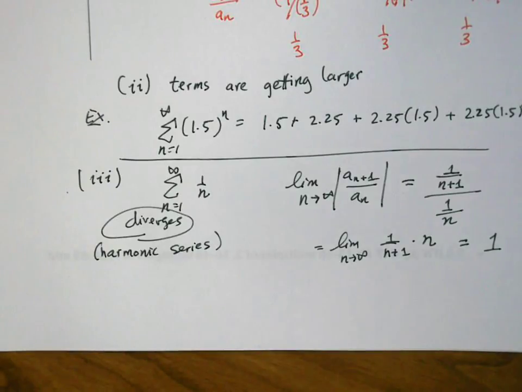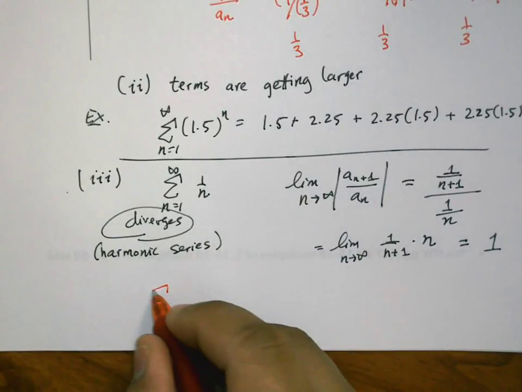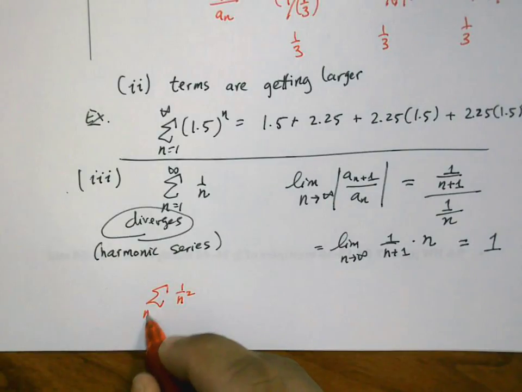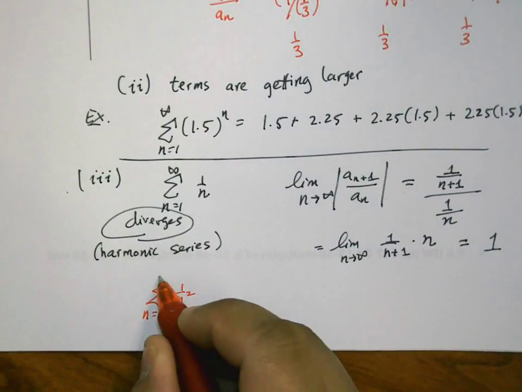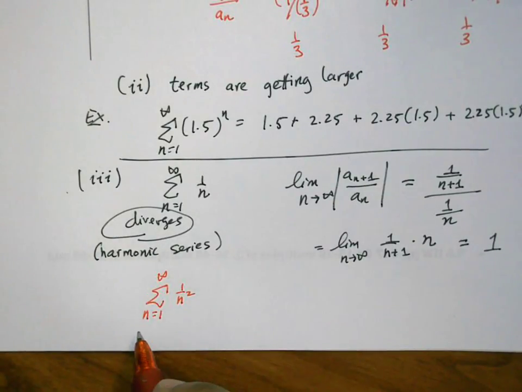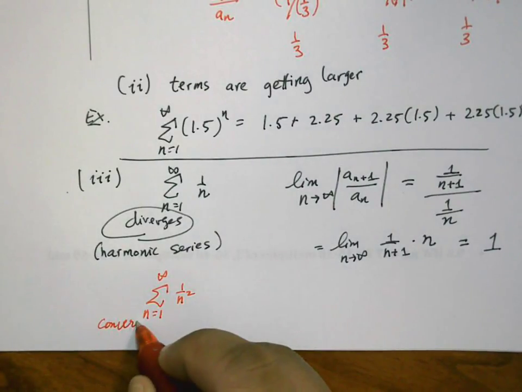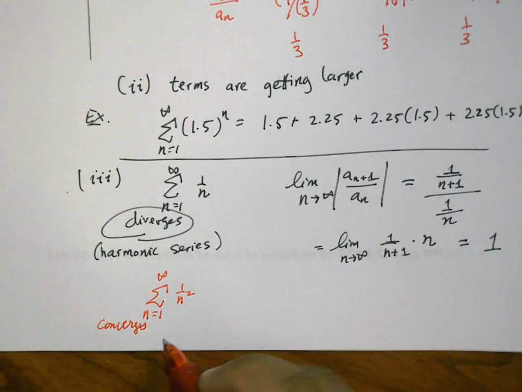Okay. And now I'm going to show you another example of a series where the limit is equal to 1 and it actually converges. So we just take 1 over n squared. We already know that this series converges. Okay. Because it is a p-series, a convergent p-series, where p is equal to 2.